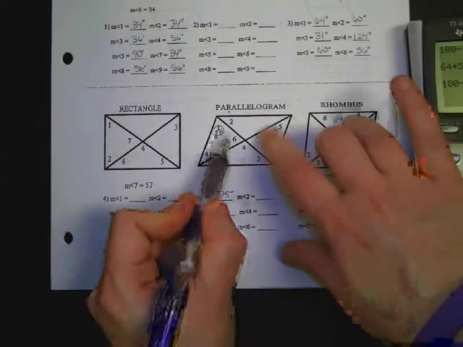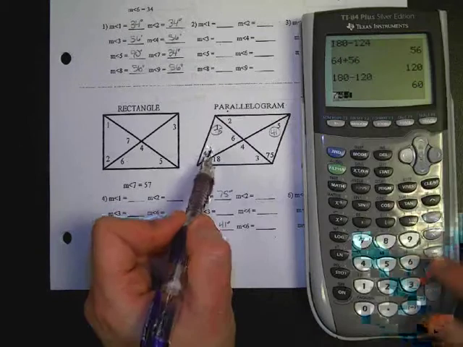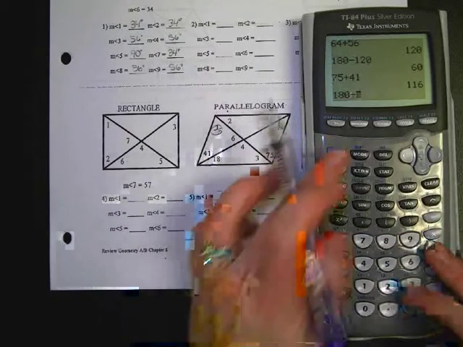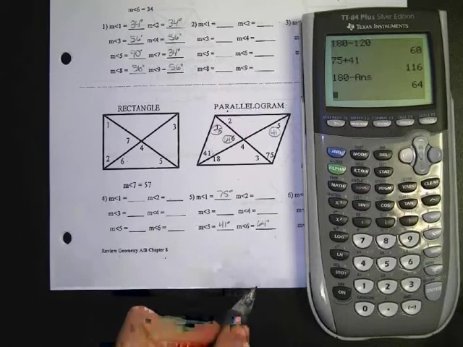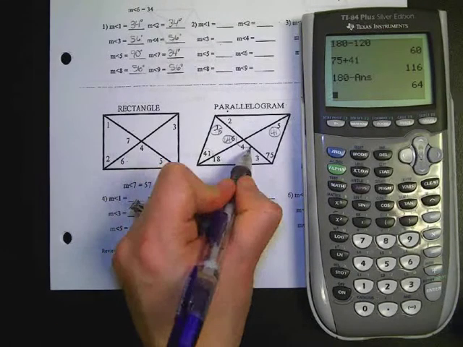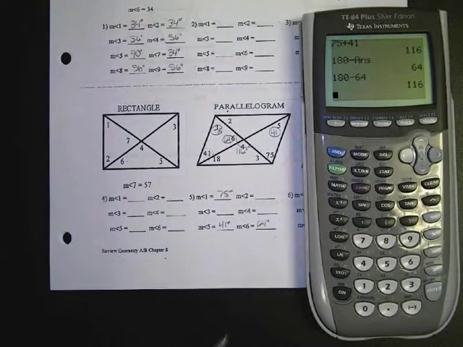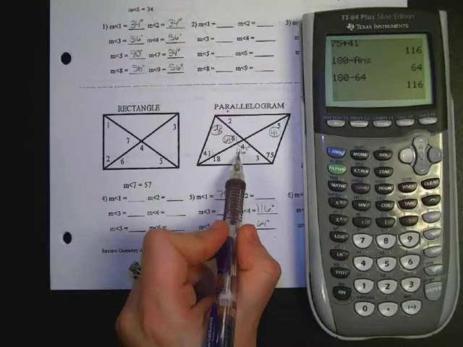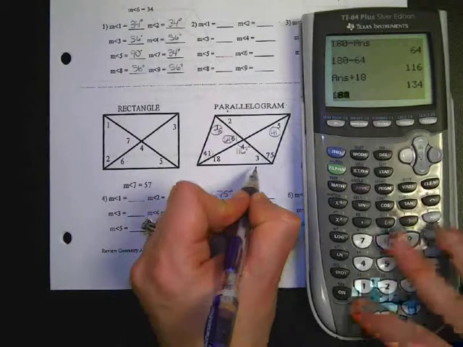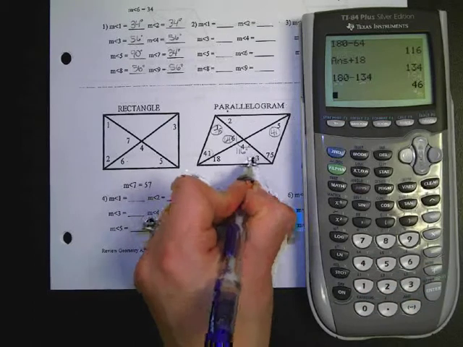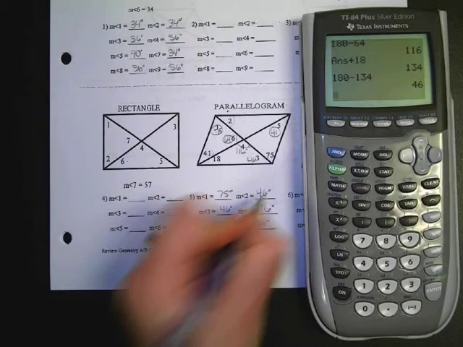I have the most information in the left and right triangles, so I'm going to solve for the missing angle by adding them up and subtracting from 180. So 75 plus 41 subtracted from 180 gives me 64 degrees for angle 6. To move into the next triangle, we subtract the 64 from 180 to get 116 for angle 4. And then I know that 116 plus 18 subtracted from 180 will give me 46 degrees for angle 3. Since 46 and angle 2 are alternate interior, they're going to be the same measure.